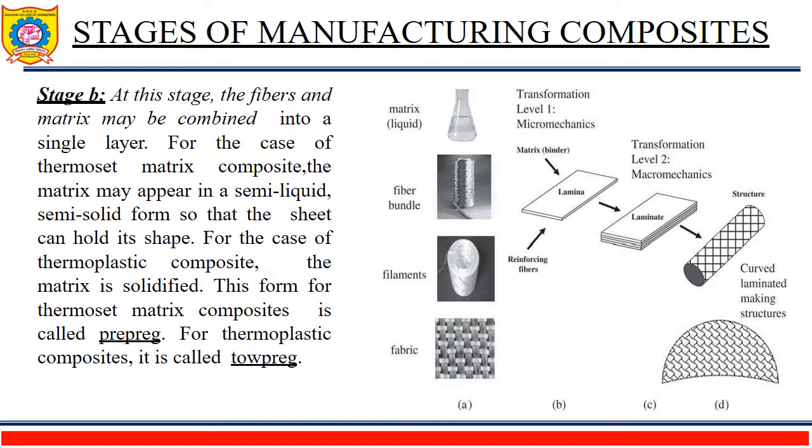Stage B. At this stage, the fibers and the matrix may be combined into a single layer. For a thermoset matrix composite, the matrix may appear in a semi-liquid, semi-solid form so that the sheet can hold its shape. For a thermoplastic composite, the matrix is solidified. This form for thermoset matrix composite is called prepreg. For thermoplastic composites, it is called towpreg.